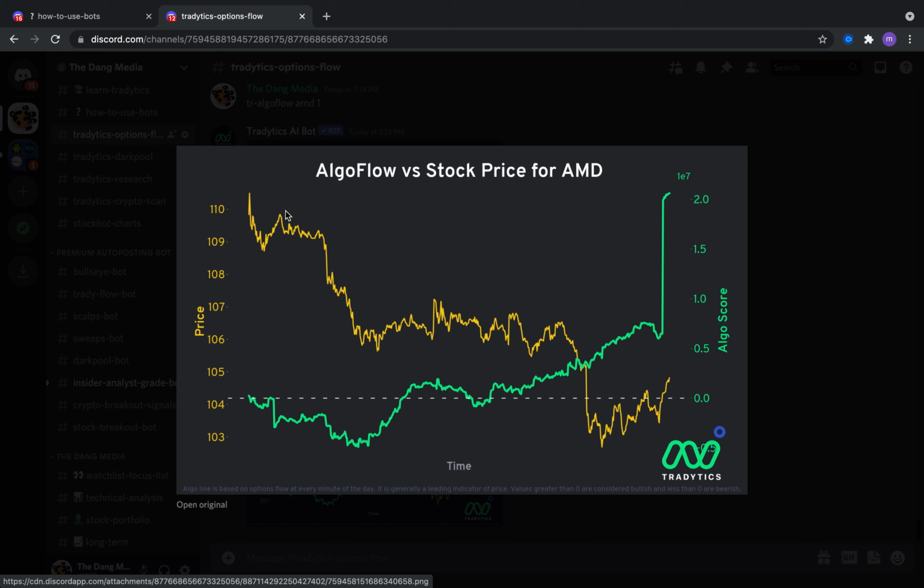And for a bearish divergence, if you see the stock price going up and then the Algo Flow score going down and it's red, that's a bearish divergence. Why is that important? It's because when stock price is going down and then you start to see bullish flow coming in, you can probably expect the stock price to go up.